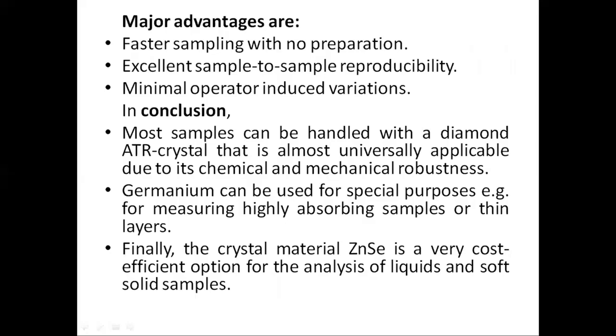Major advantages of the ATR technique are: faster sampling with no preparation. You don't require any skilled person to operate this ATR technique. Excellent sample to sample reproducibility. Minimal operator induced variations. So, in conclusion, most samples can be handled with a diamond ATR crystal that is almost universally applicable due to its chemical and mechanical robustness. Germanium can be used for special purposes, for example, for measuring highly absorbing samples or thin layers. Finally, the crystal material zinc selenide is a very cost efficient option for the analysis of liquids and soft solid samples.